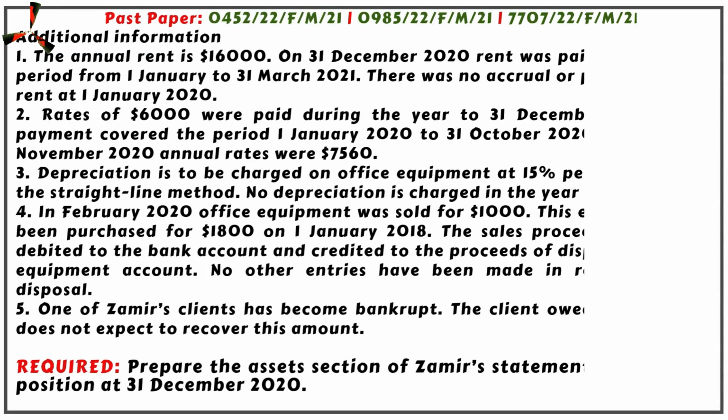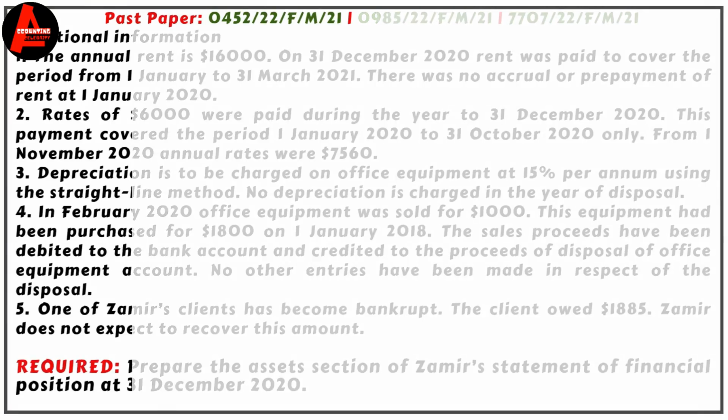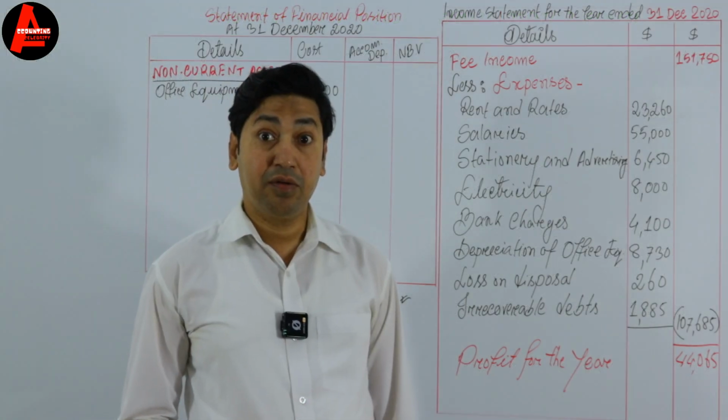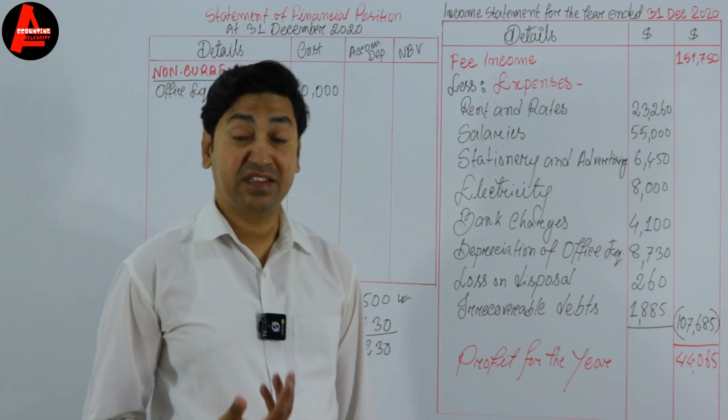Then we have one more adjustment in the question. In February 2020, office equipment was sold for $1,000. This equipment had been purchased for $1,800 on 1st January 2018. The sales proceeds have been debited to the bank account and credited to the proceeds of disposal of office equipment account. No other entries have been made in respect of the disposal. So now we have to calculate depreciation on the disposed asset as well.